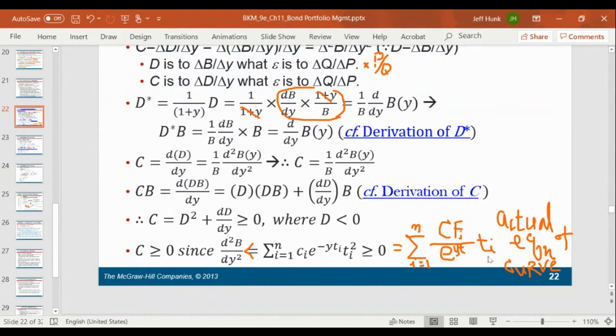And so basically, doesn't this remind you of something? I mean, isn't this like duration, right? Duration is what? A weighted average of the time period, right? Weighted by the present value of the cash flow discount. And what is this then?